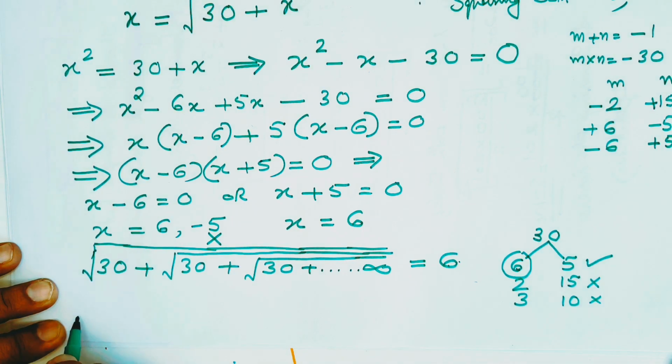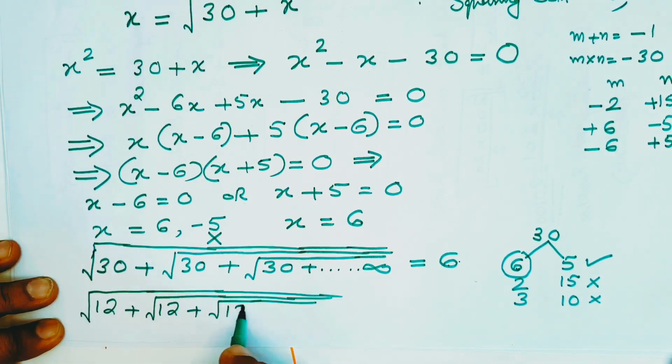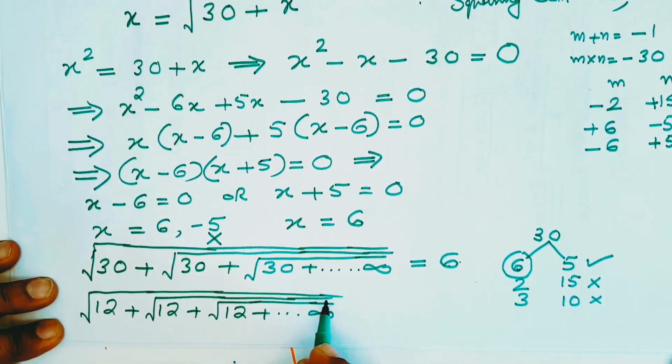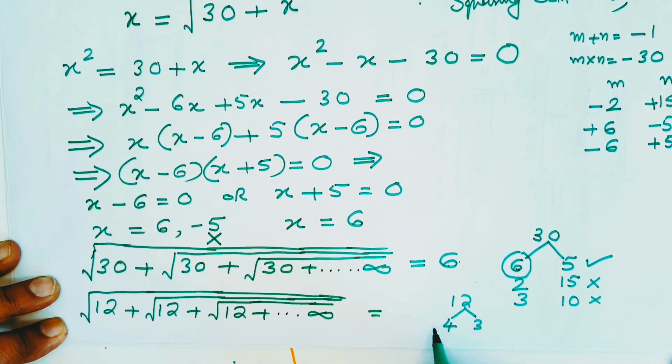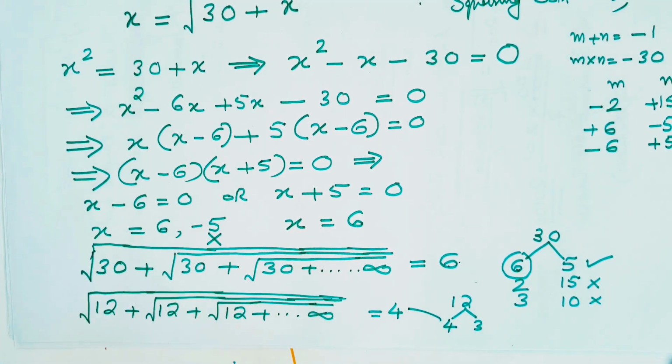Take an expression like this. Say 12 plus 12 going to infinity. You can easily say the answer is 4 because 12 you can split into 4 and 3 with a difference of 1 and 4 is the answer. That's all. It takes only just 2-3 seconds and you can do it in your head. You don't need pen and paper.